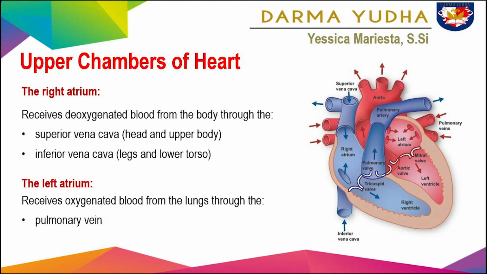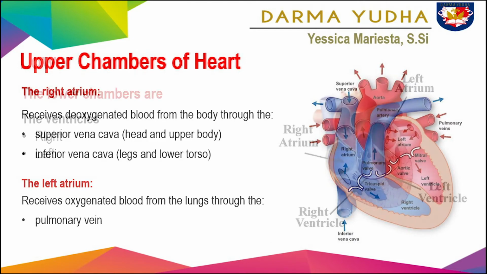The right atrium receives the deoxygenated blood from the body, first through the superior vena cava, from the head and upper body, and second through the inferior vena cava, from the legs and the lower torso. The left atrium receives the oxygenated blood from the lungs through the pulmonary vein.